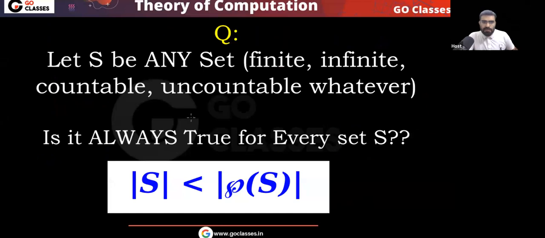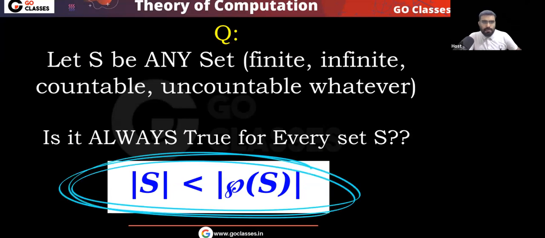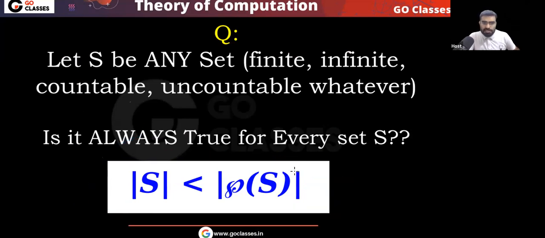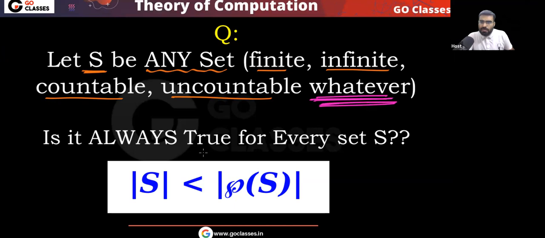Now tell me, if I give you any set, countable, uncountable, finite, infinite, will this statement always be true? The same statement, that the cardinality of S is strictly less than the cardinality of PS. Is this always true for any set? Remember, S can be any set. S can be finite, infinite, countable, uncountable, whatever. So can I say this statement is always true for every set S?